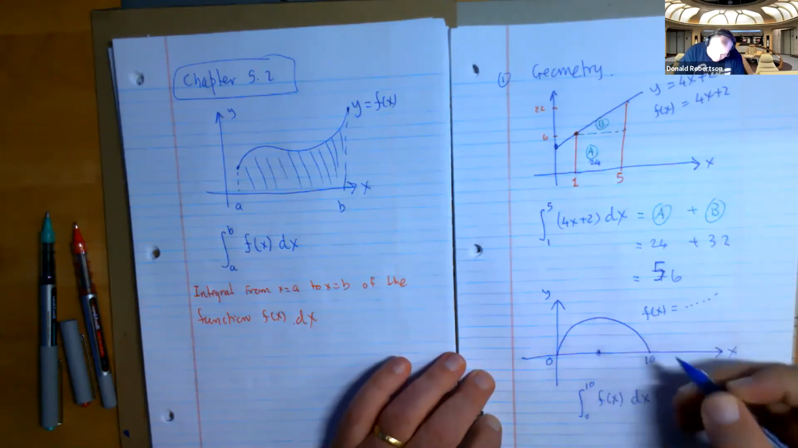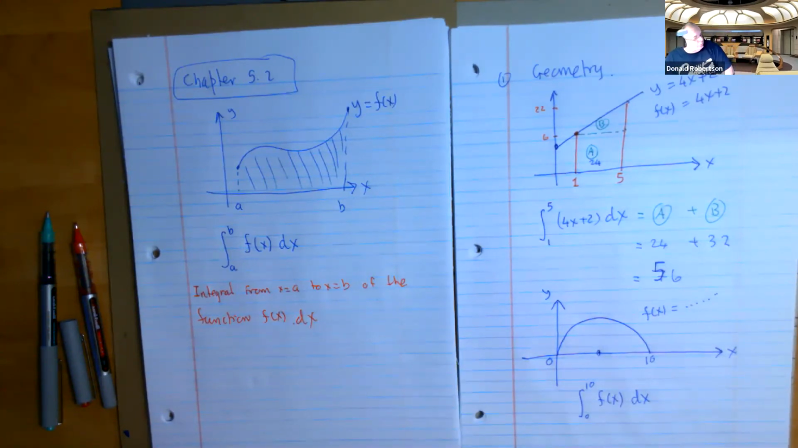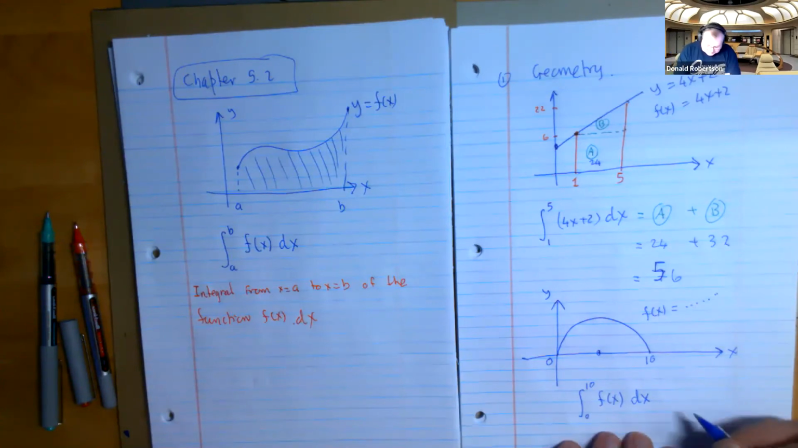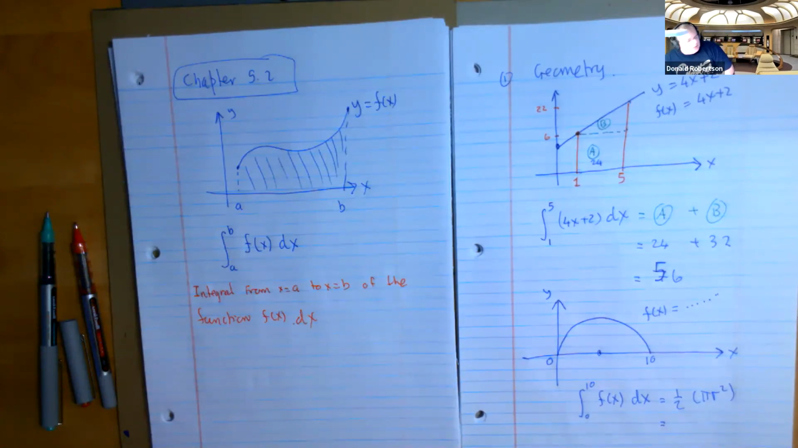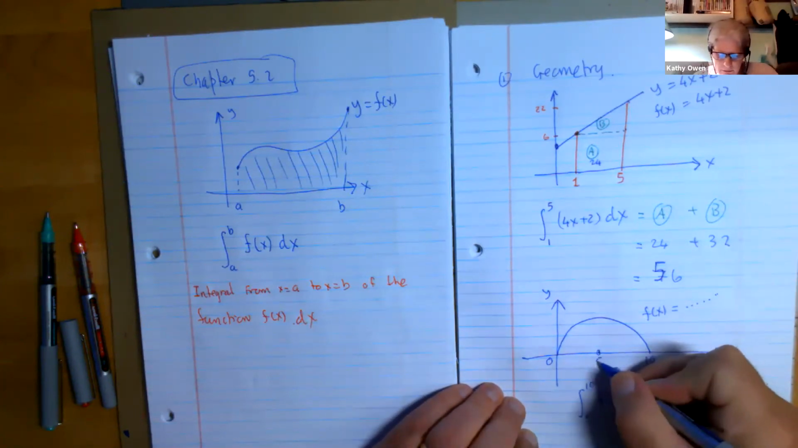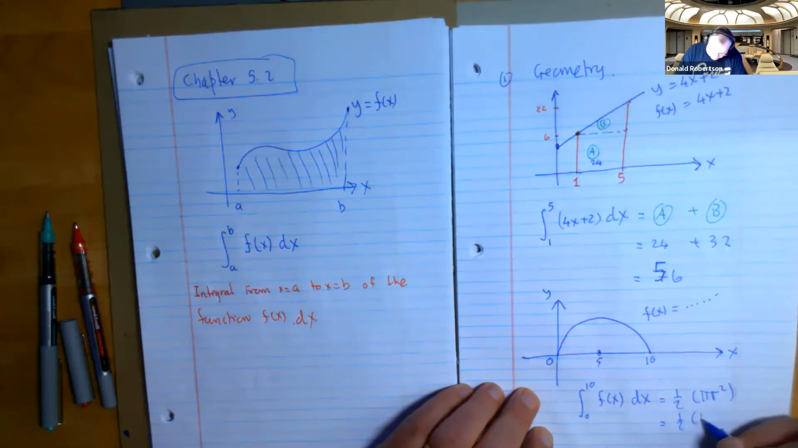Well, would you agree this is half a circle? And so its area is half of pi r squared. What's the radius of this particular half circle? 5. Yeah. So it's going to be a half of pi times 5 squared. So 25 pi over 2.